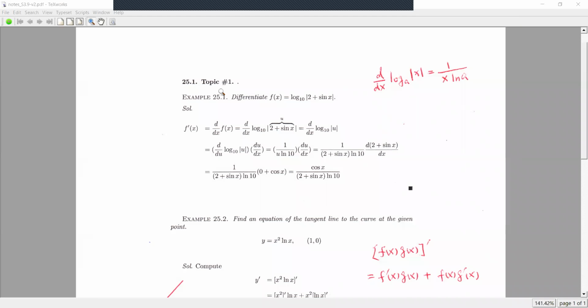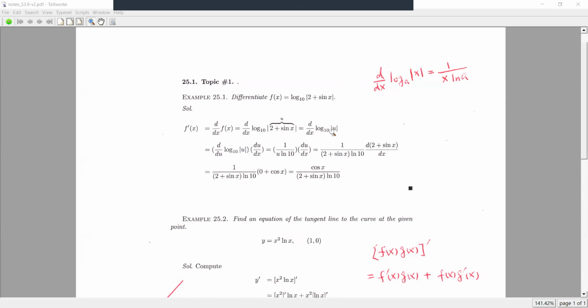Now, topic 1. Example 1. Differentiate this function. This function is log of absolute value of 2 plus sine of x. The base of the log is 10. To compute the derivative of this function, I want to use this formula. So I need to simplify the function. I let u be 2 plus sine of x. Then the function becomes log of absolute value of u.